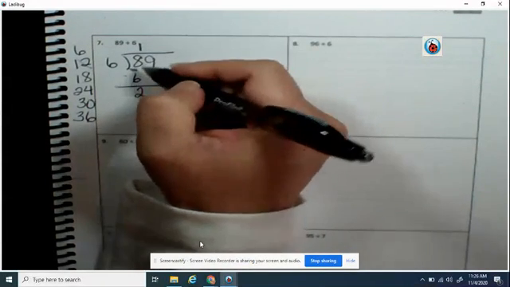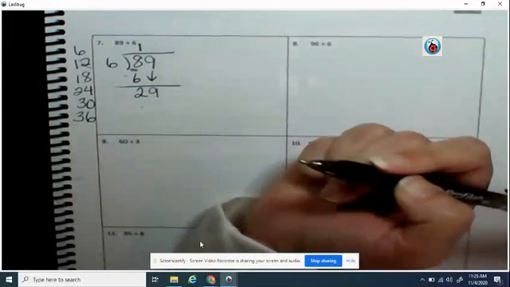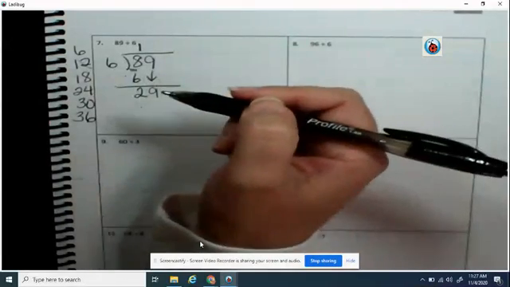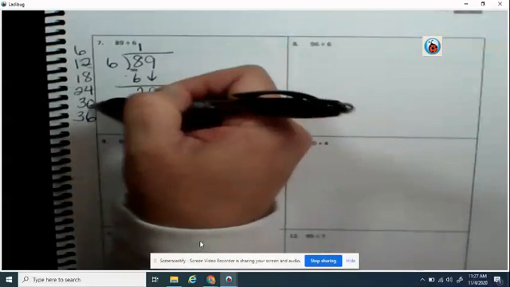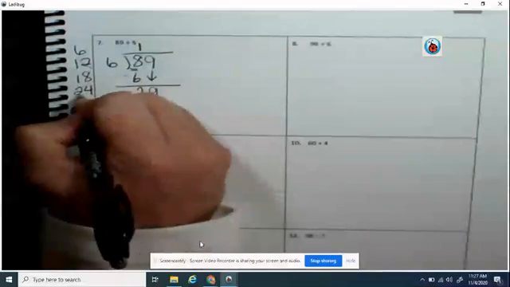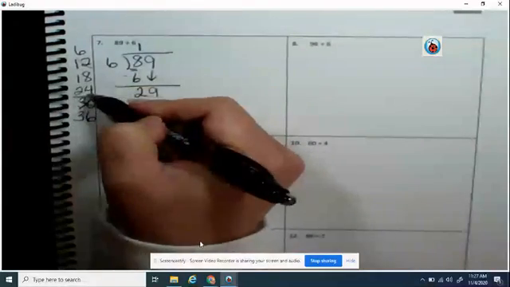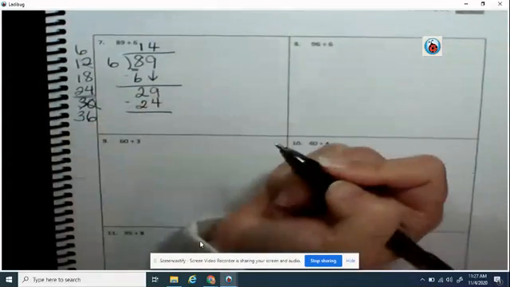Okay, I'm going to combine those 2 tens with my 1s. So now I have 29. 29 is definitely bigger than 6, so we're going to be able to split this up. So let's see. I can't do 30. That's too big. So the closest I can get to 29 is 24. So 1, 2, 3, 4. 6 times 4 is 24. That's as close as I can get to 29.